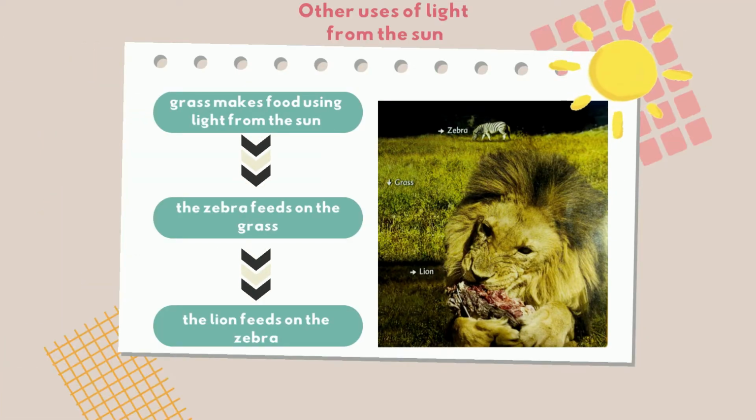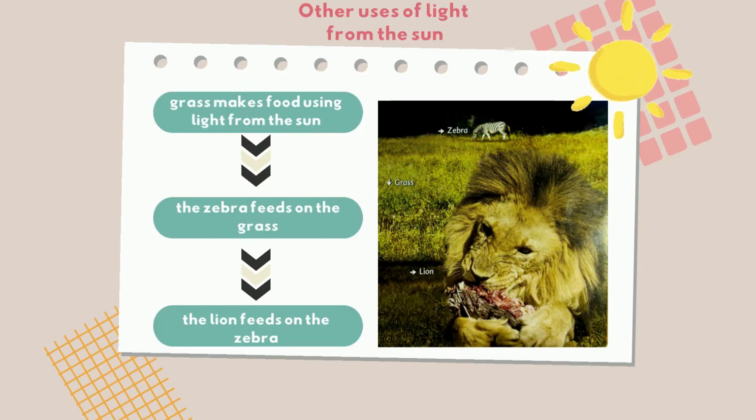Next, for plants to make food. Plants make food using light from the sun. People and animals depend directly or indirectly on plants and hence the sun for food.